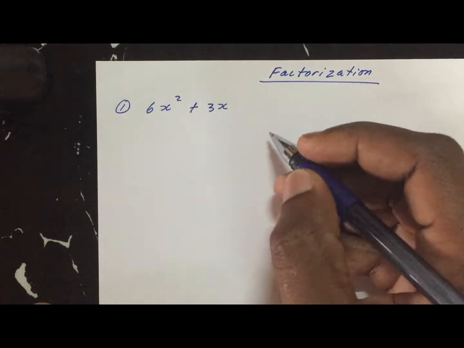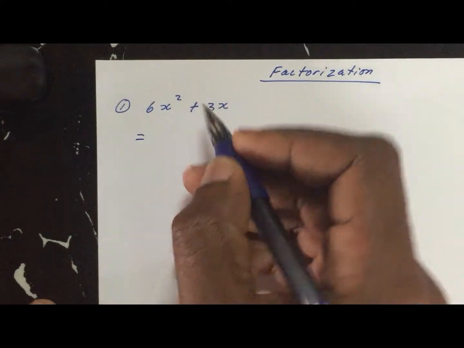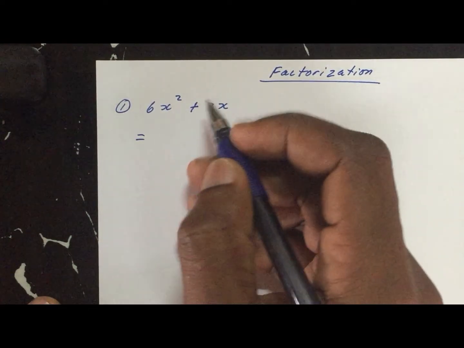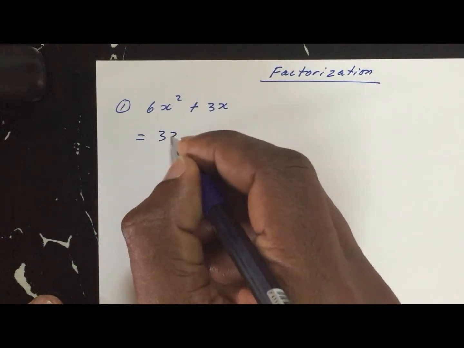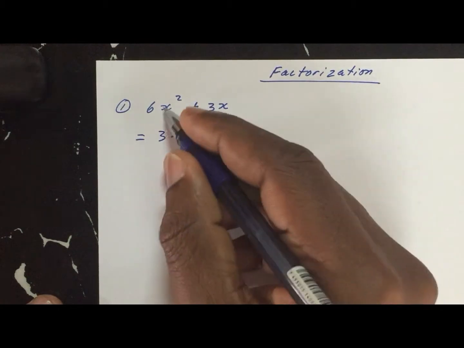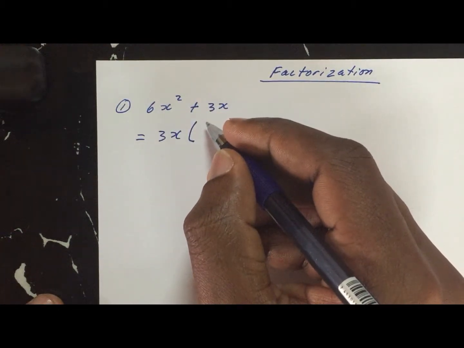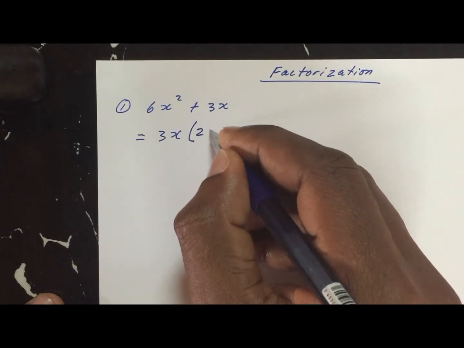Factorizing using the distributive law. So let us go. First, what we do, we look for the common multiple between the two, and we see clearly that we can have 3x. So 3x by what will give us 6x squared? 3x by 2x. Very good.